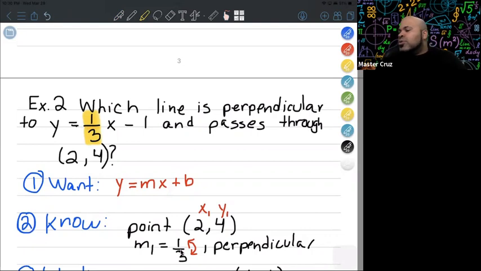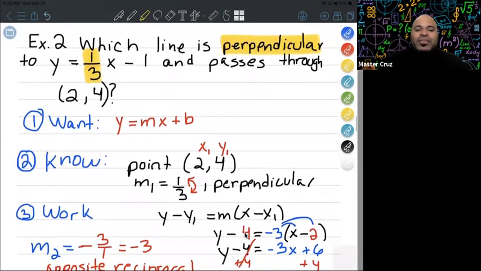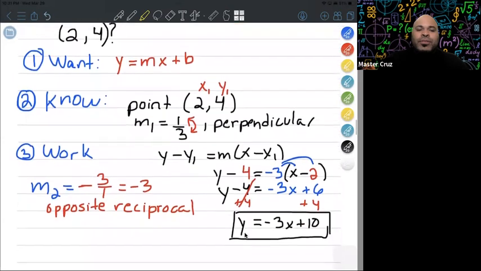But they also told us that this is perpendicular. The one thing we know is that perpendicular lines have opposite reciprocal slopes. So they're not the same, and that's the difference from parallel lines. We're not going to use the same slope, right? We're going to use the opposite reciprocal.